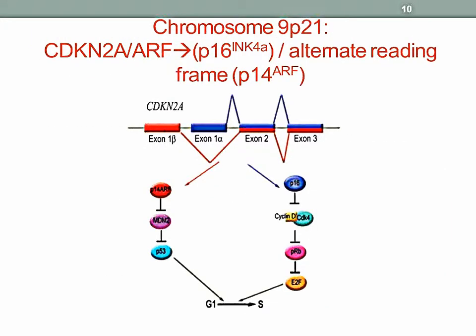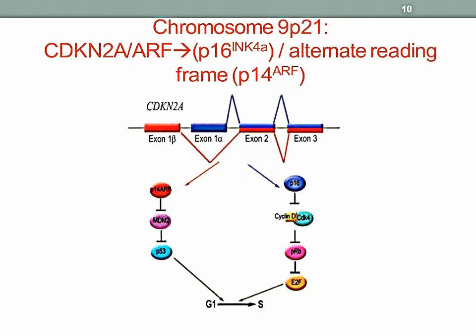So this just gives you where these genes are. It's on chromosome 9, and it's part of a complex that codes 2 important proteins, P16 and P14-ORF, and how it codes them depends upon what transcription factor is turned on or turned off, and whether or not exon 1B is the primary exon that is turned on, or exon 1 alpha is turned on, because depending upon which exon is initially turned on, 1 beta or 1 alpha, will depend upon whether or not you get a P14 or you get a P16.